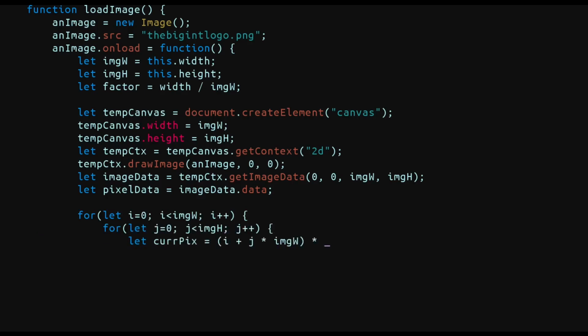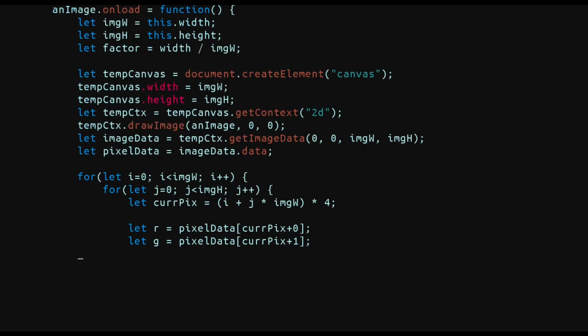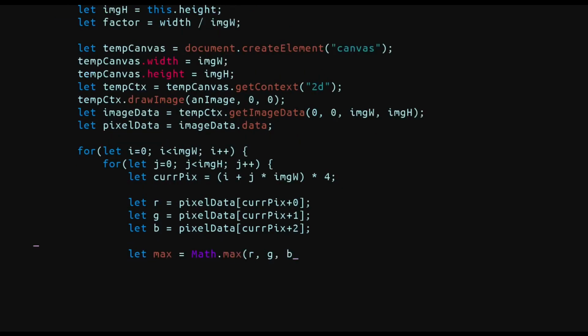We'll traverse through this pixel data and create a variable called current pixel, which can be calculated like this: it is basically (i + j * image width) * 4, because remember, every pixel has 4 integers associated with it. Now once that is done, all I have to do is get the red, green and blue values from the pixel data. That can be fetched like this.